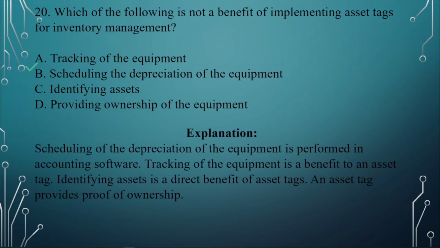The answer here is B. Scheduling the depreciation of the equipment. So tracking of the equipment is a benefit of an asset tag. Identifying assets is a direct benefit of asset tags. An asset tag provides proof of ownership.